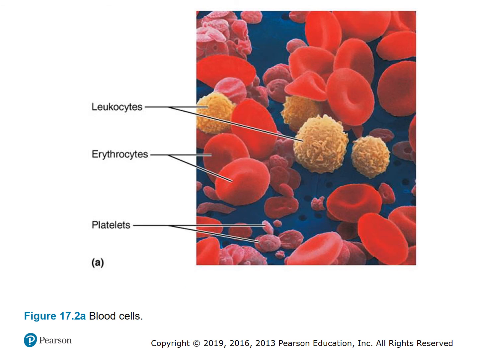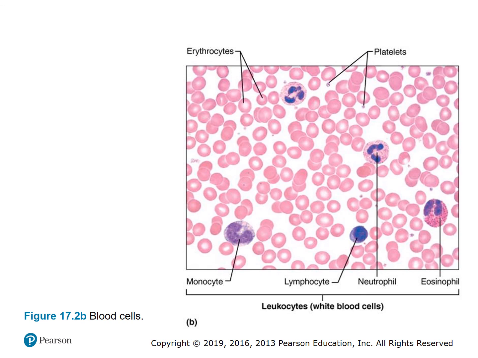Figure 17.2a, blood cells. So we can see the three components, the formed elements: the leukocytes, the erythrocytes, and the platelets. Here is a blood smear, figure 17.2b. We've already seen it. You can see the red blood cells, the erythrocytes, and the white blood cells. There's different types of white blood cells: monocytes, lymphocytes, neutrophils, and eosinophils. We are going to learn about these. And then you see those little cell fragments called platelets.